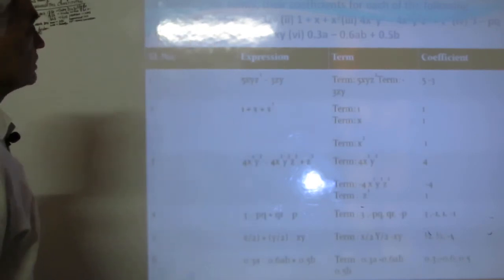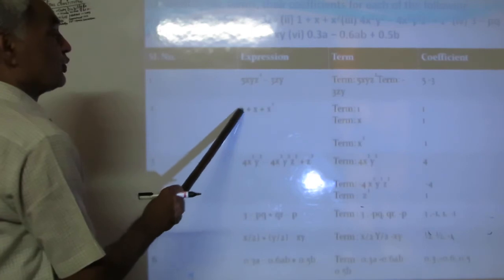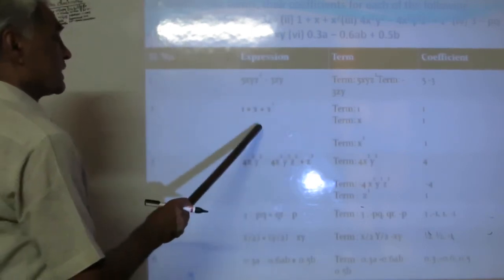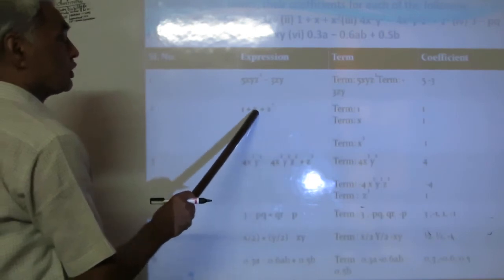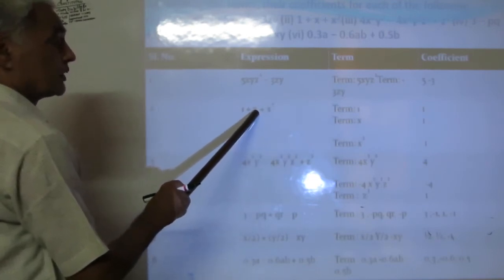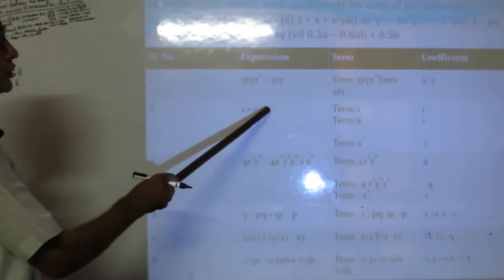Now the second part of this question, the expression is 1 plus x plus x square. In this expression there are three terms. First term is 1. Here the coefficient of 1 is 1. Second term is x. Here the coefficient of x is 1. And the third term is x square. And again the coefficient of x square is 1.